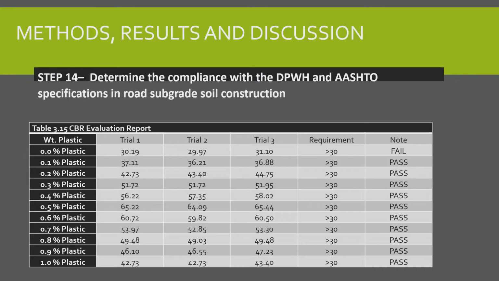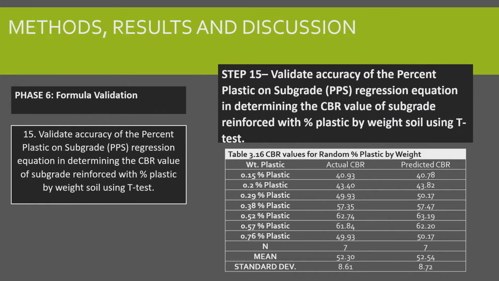The final phase of the study is the formula validation. The formula validation phase is composed of a single stage which aims to validate the accuracy of the PPS equation using t-test. In order to do this, we performed 7 California bearing ratio tests on soil samples with random percent amounts of plastic.